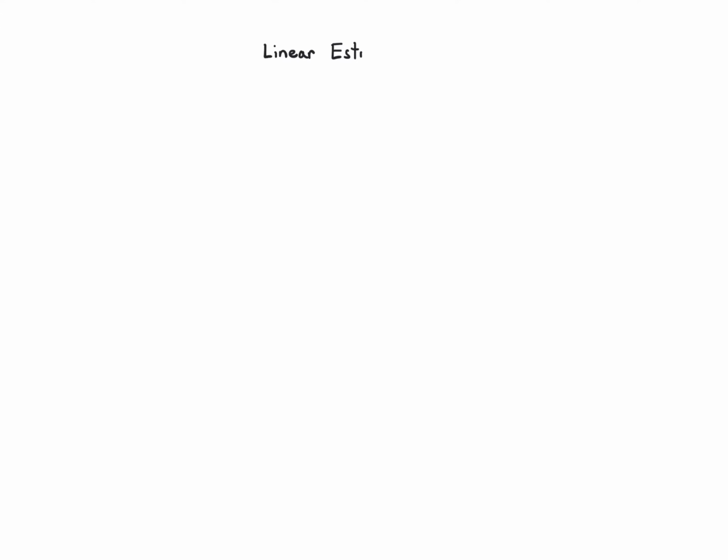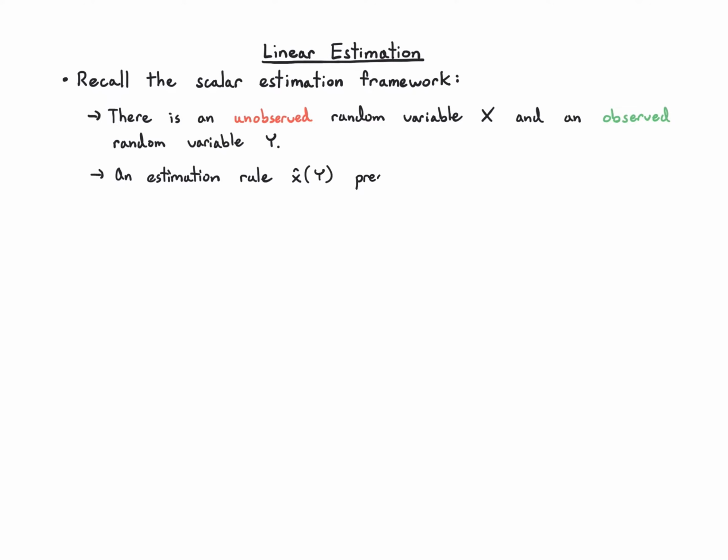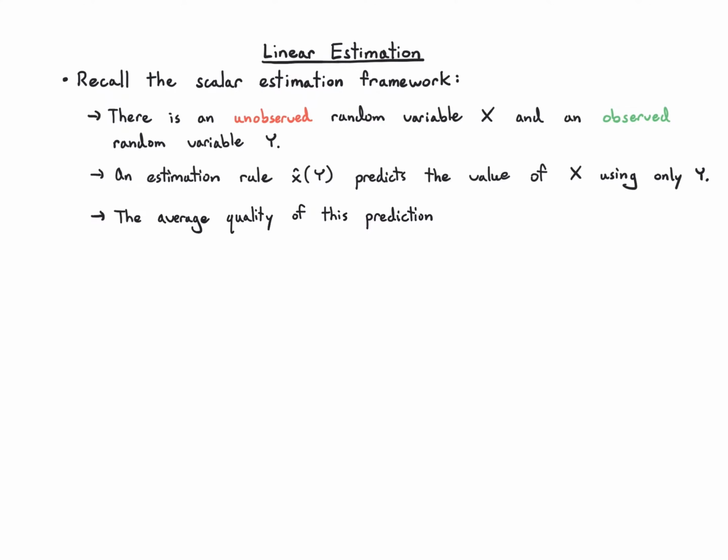Let's introduce linear estimation. Recall in the previous video, we introduced this scalar estimation framework. It was pretty simple. We had an unobserved random variable, x, and an observed random variable, y. We had to come up with an estimation rule, x hat of y, a function that predicted the value of x using only the value of y. The average quality of our prediction we measured using the mean squared error. That's just x minus the prediction, squared, and take the average.